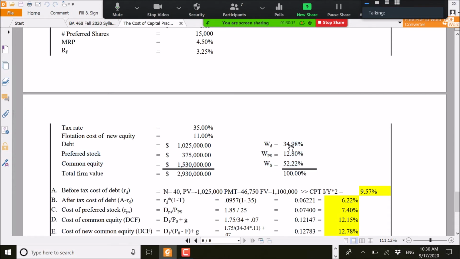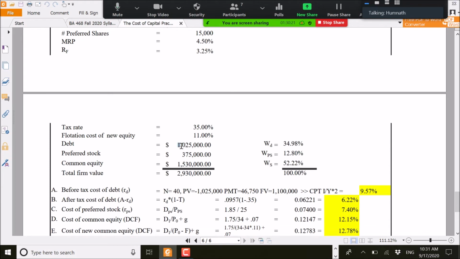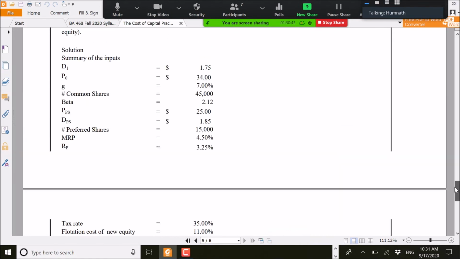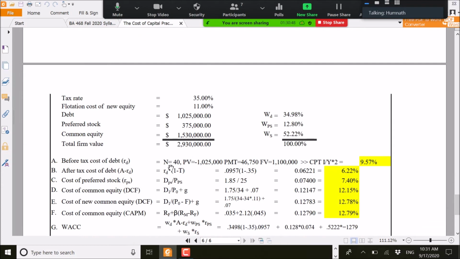But here the weight is not given, you have to calculate the weights using this information. But look here, I think I forgot to summarize the debt information. To calculate your cost of debt, you have to find the YTM in Excel. Here I gave all the information. I should have summarized this debt information. You need to solve this one.